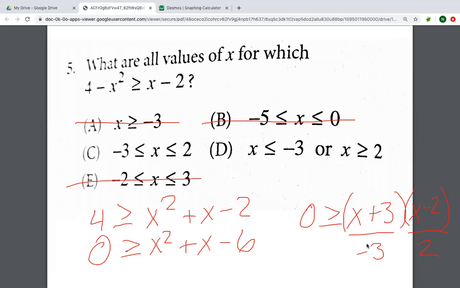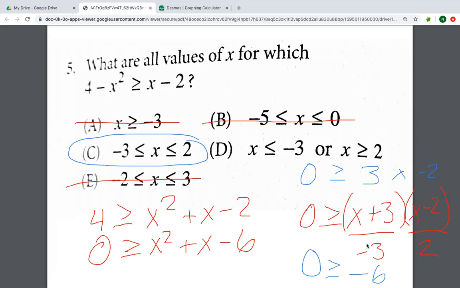So if I were to plug in 0 for x, I end up getting 3 times -2. And what does that give me? -6. Okay, so I get -6. Is -6 less than or equal to 0? Absolutely. So that's my correct answer. Okay, that makes sense how you solved that one.